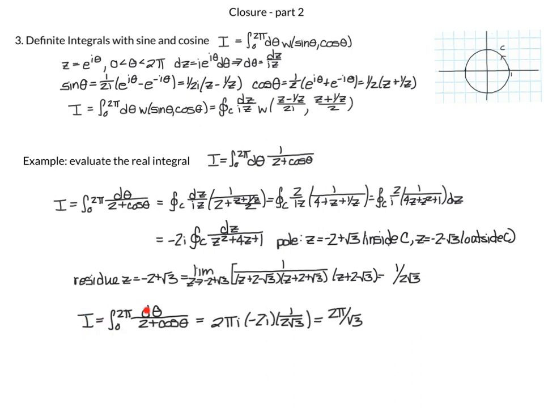Which means our integral from 0 to 2 pi of d theta over 2 plus cosine theta is equal to 2 pi I times our minus 2I, which we get from over here, times 1 over 2 square root of 3. And this should be a division, sorry, that's why this wasn't working out, but that'll give us then 2 pi over square root of 3.